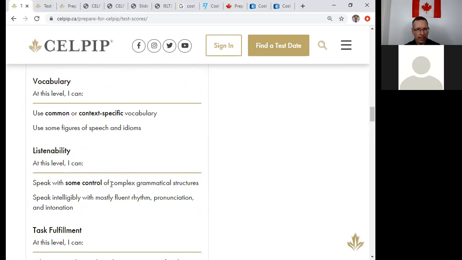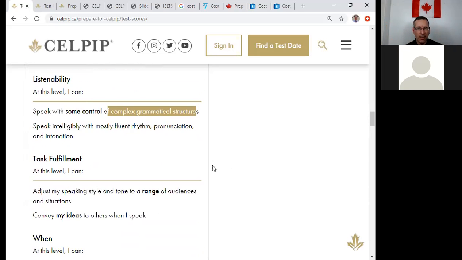Under listenability, that means how the teacher is hearing what you say. You have some control of complex grammatical structures. So you're not just giving short, simple sentences. You're able to combine sentences and give adjective clauses or noun clauses. So instead of just saying Trevor is a teacher, I would be saying Trevor, who is a teacher, is sick today. However, he prepared the materials for the substitute. So you're giving more details, more information in the sentences.